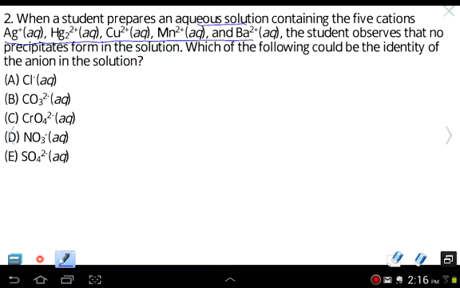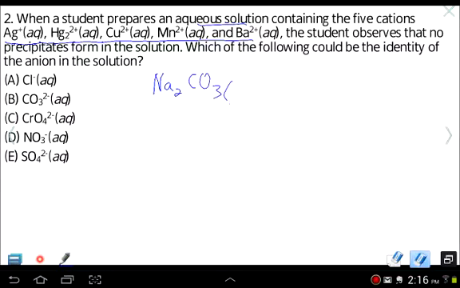So the idea of precipitate, remember, is that if we mix 2 soluble solutions, say for example if we mix sodium carbonate, which is aqueous, it's very soluble because of the sodium, and if we mix that with, say, calcium chloride, which is also aqueous, calcium carbonate would be the product.